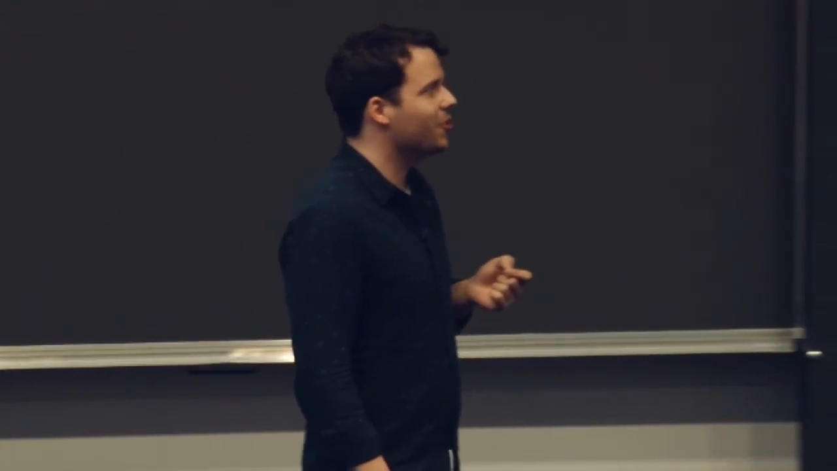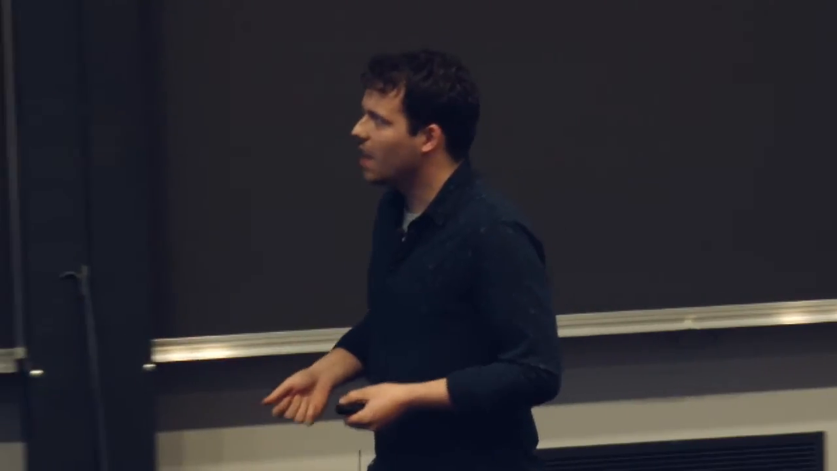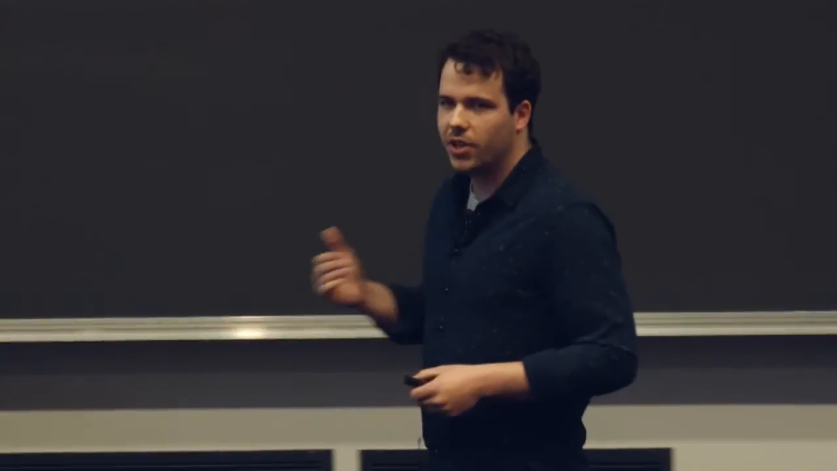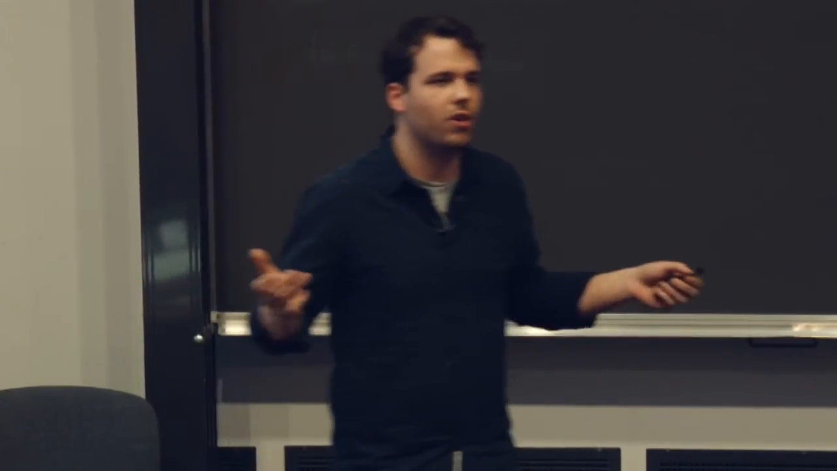And this is what Unicorn does too. When Unicorn boots up, it also creates a listening socket. It calls socket, bind, and listen. And after this, it creates pipes for the workers to communicate with the master, and then it forks. And now it has 16 worker processes.